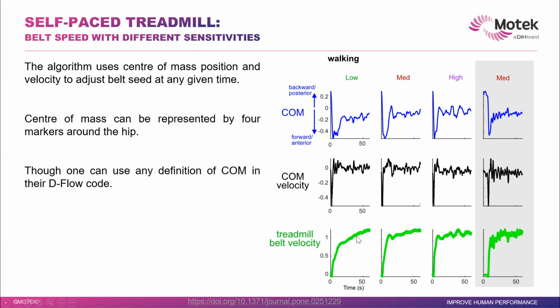You see that the belt speed changes based on the center of mass position and velocity. The algorithm actually uses these two, and that's coming from the pelvic markers. You can define center of mass as you wish, but this is coming from that. And then it goes to a steady state, as the subject starts from zero speed and then reaches some sort of comfortable speed.